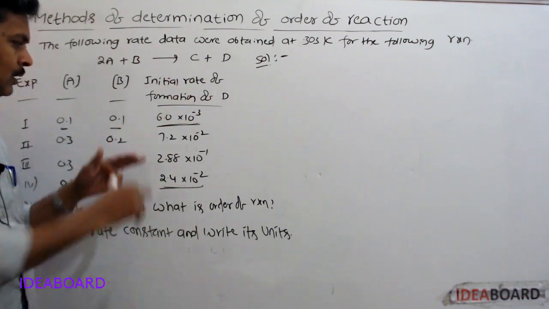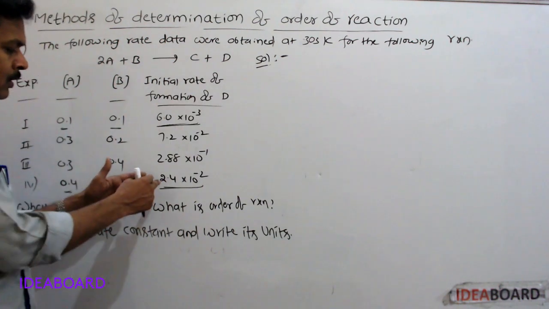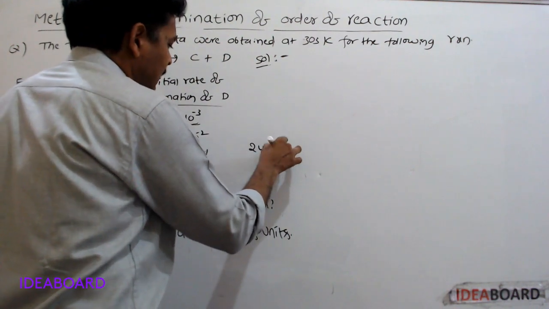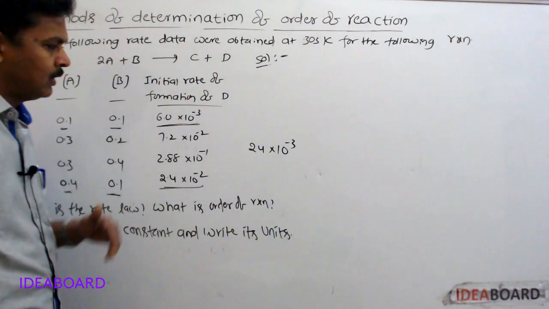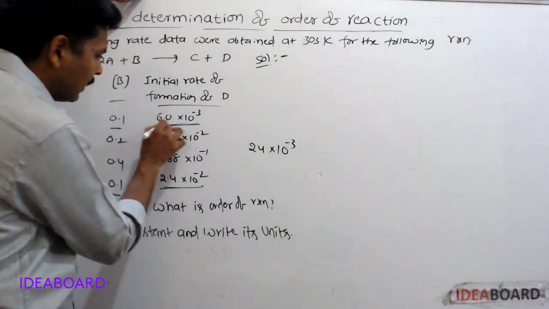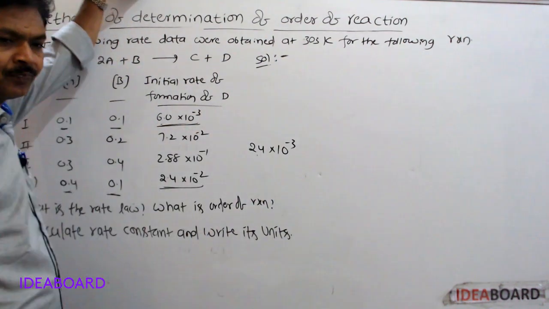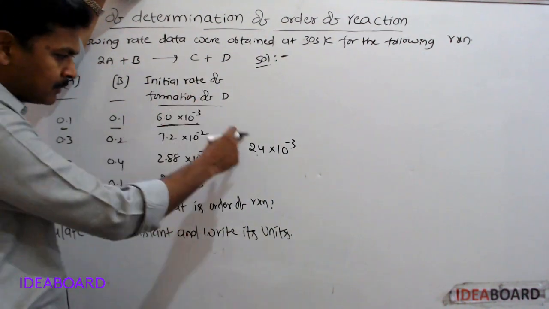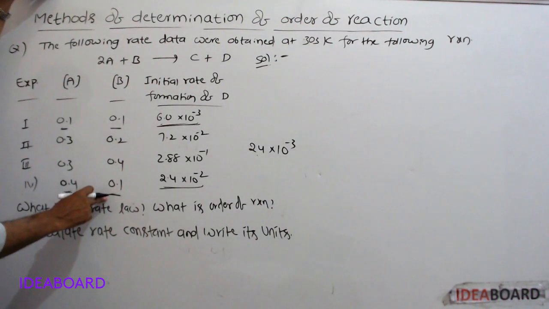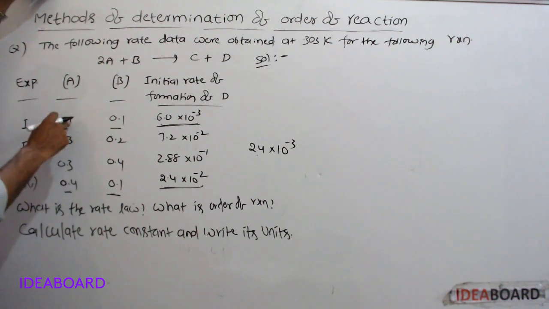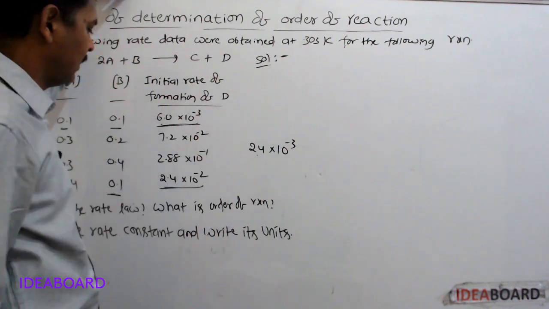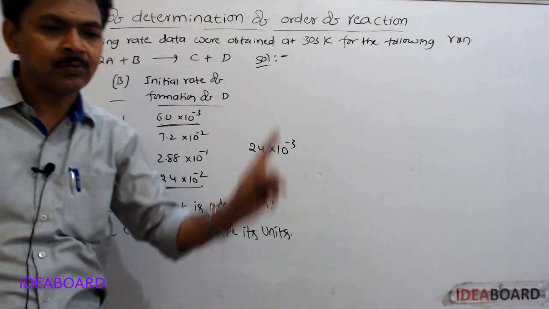4 times. 6 into 10 power minus 3 becomes 2.4 into 10 power minus 2. This we can write 24 into 10 power minus 3. That means how many times it increases? 4 times. By keeping B concentration constant, if A concentration increases by 4 times, then rate of formation of D also increases by 4 times. That means order with respect to A is 1.